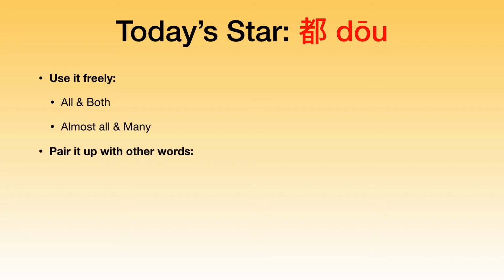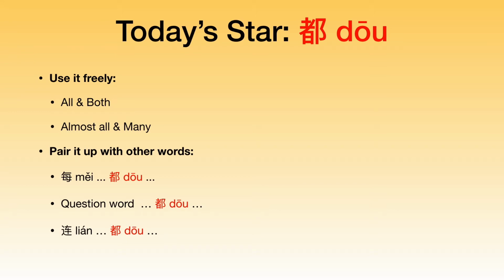So today we're going to learn the word dou. If we use this word dou freely, it can mean all or both. Or it can mean almost all and many. They're almost contradictory, but we'll have a lot of examples. You will see what I mean. And we can also pair it up with other words. 每 something something dou, question word something something dou, or 连 something something dou, and 一点儿都不 something something. Okay, we're gonna go through them one by one.